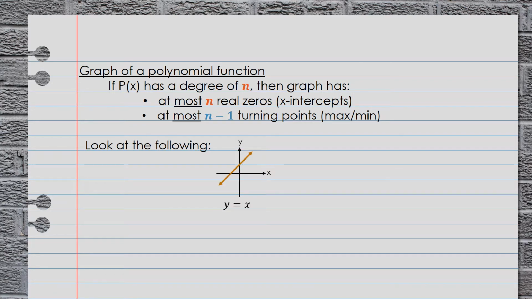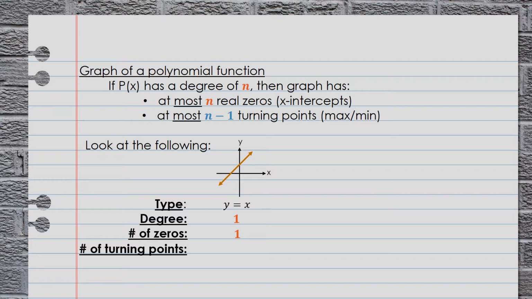Given the graph y equals x, we are going to identify the following. The type is that this is of the form y equals x. We're being asked to identify the degree, number of zeros, and number of turning points. So looking at the equation, we need to identify the degree, or the highest exponent. For x, since we do not see an exponent, it's understood to be an imaginary 1. Now if I go back and read the statement at the top, if a polynomial has a degree of 1, then the graph has at most 1 real zero, or 1 x-intercept.